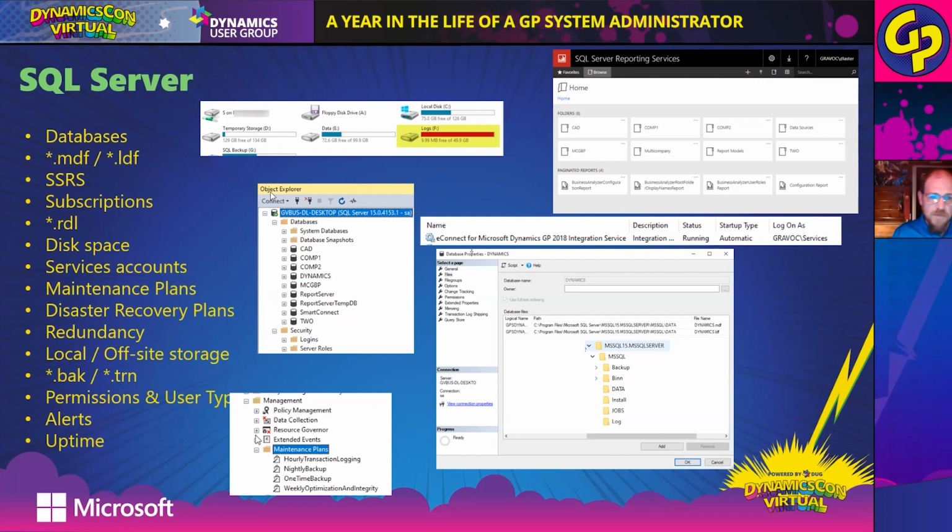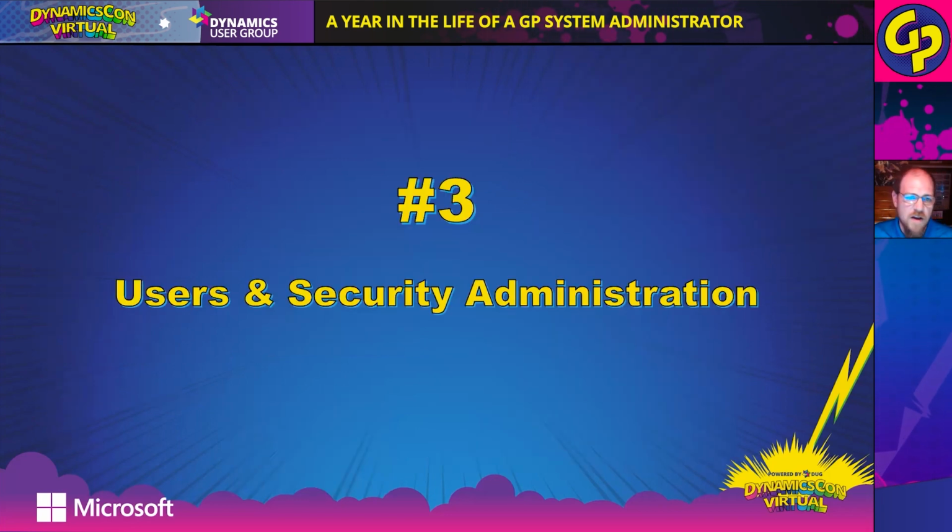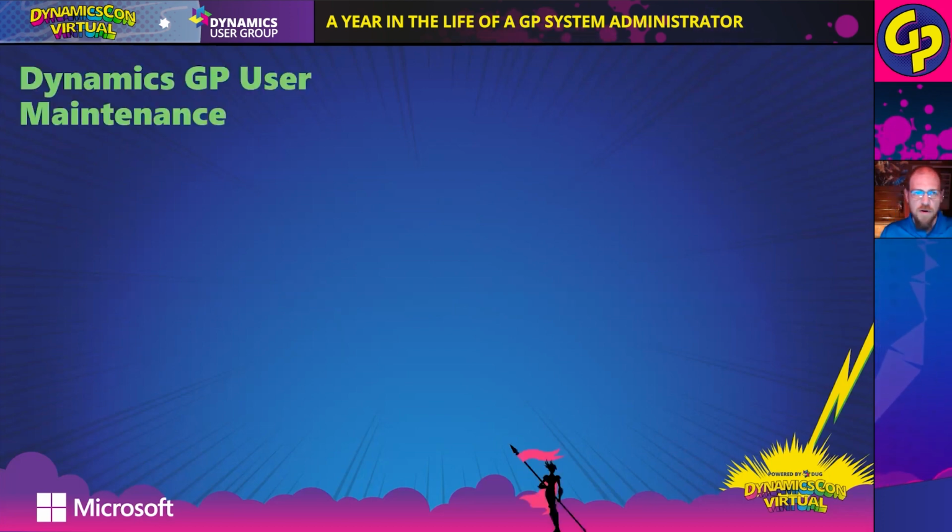Number 3, users and security administration, right? We have new people that come, we have people that no longer work with us, and we have some turnover to deal with. We also have new companies that come on board, and people need access to those. So, there's always going to be some level of security administration. It's a highly auditable area. So, be mindful when you're in the security mode, okay? Dynamics GP maintenance, user maintenance specifically, is not just creating a user and walking away.